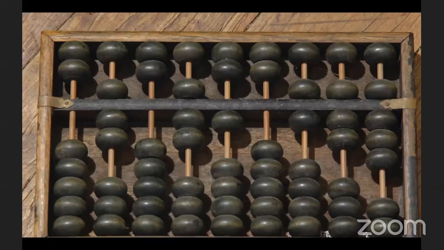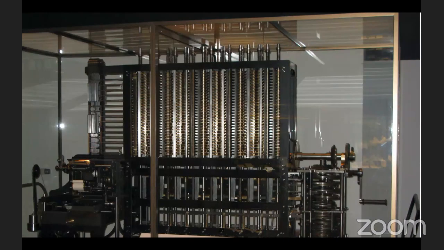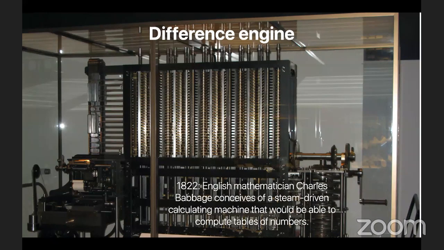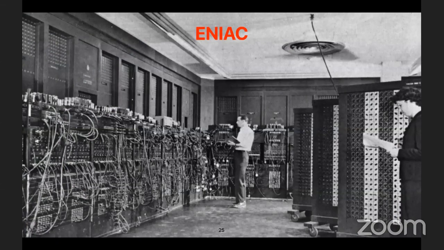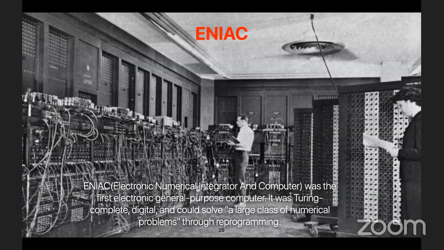At some point, people discovered the abacus and the difference engine and ENIAC, that's the first modern computer, right? It's a computer that was invented in World War II. It's a Turing complete machine, a digital computer. So it's considered the earliest digital computer, which could solve a large class of numerical problems through reprogramming. So people say it's the ancestor of modern computers.